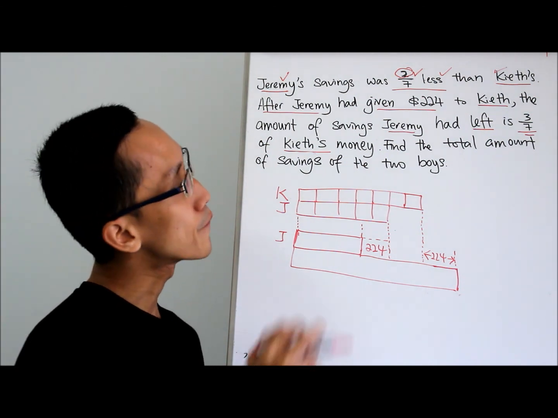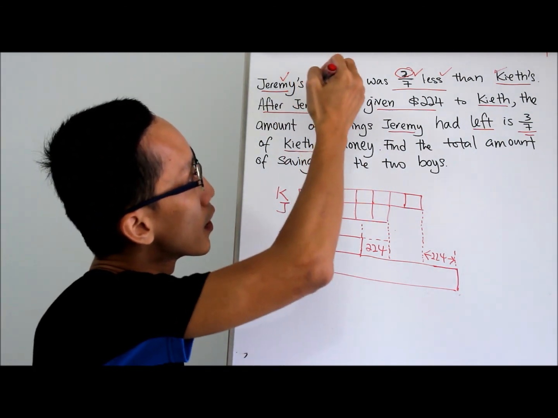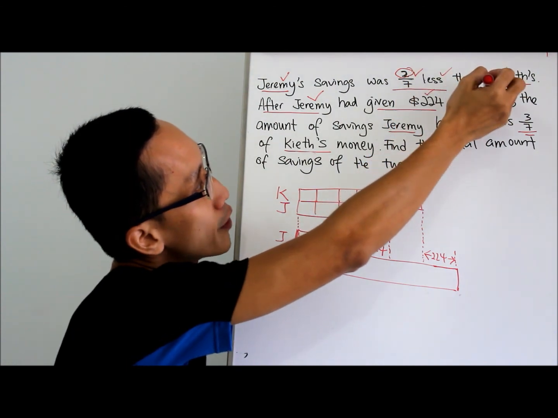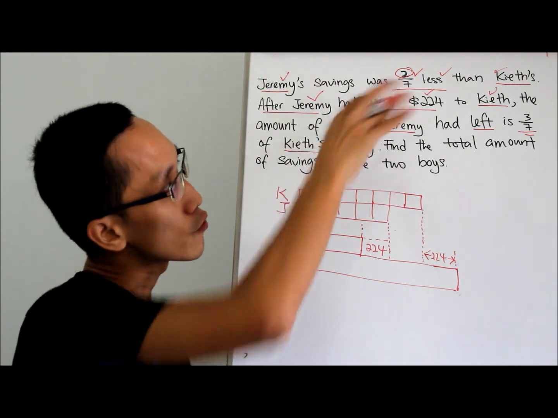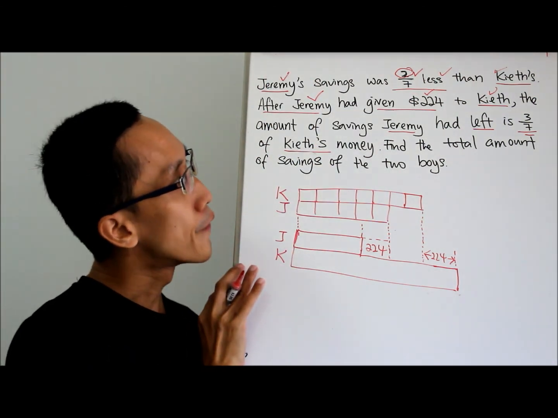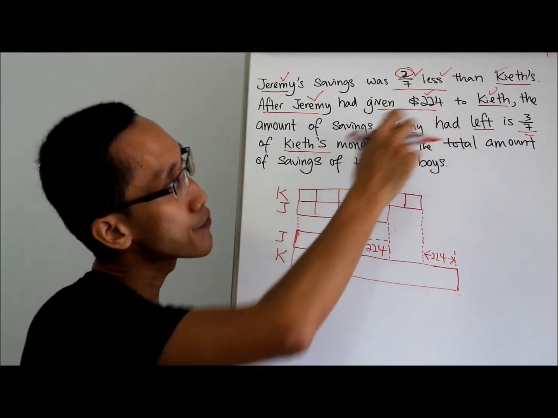Okay, it makes sense already, right? So Jeremy gave 224 to Keith. So I write K here. Okay, so this part has been done already. Now we need to input here.